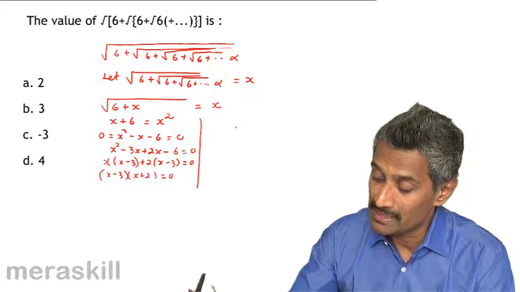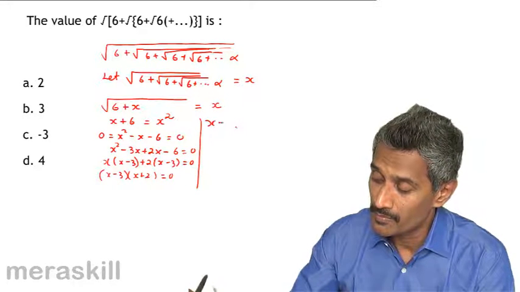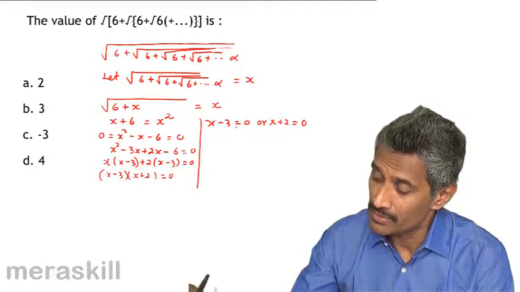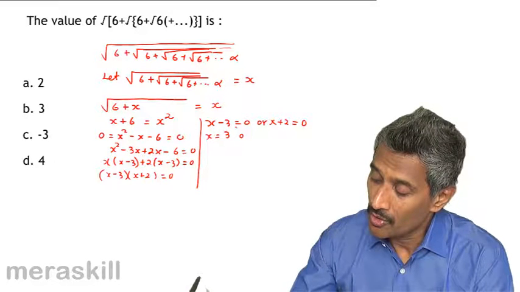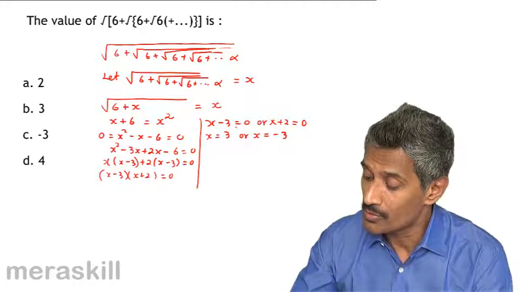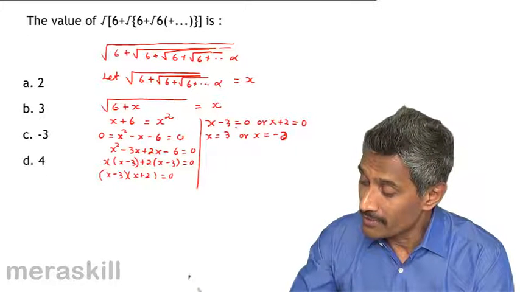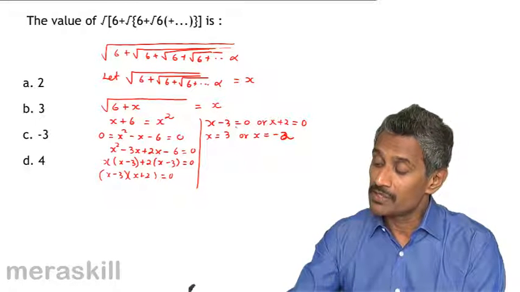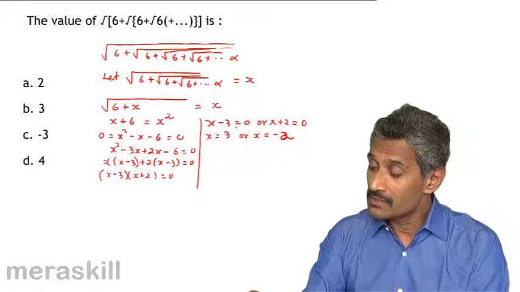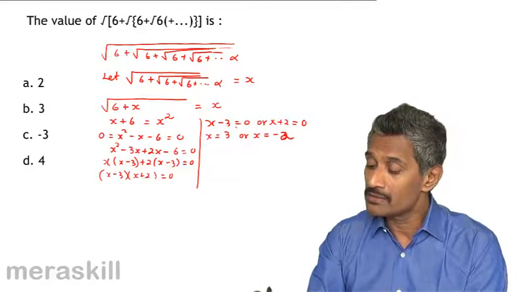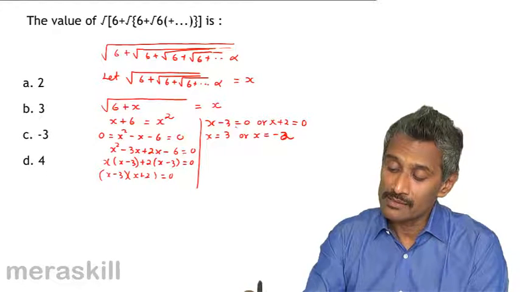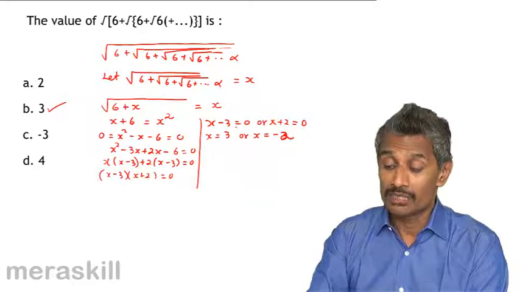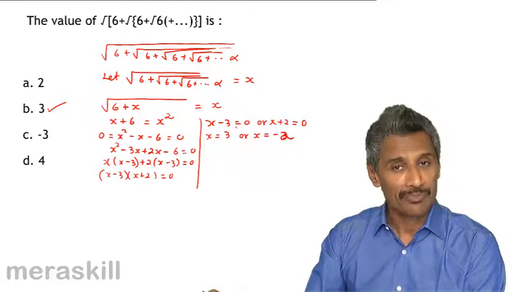So we get x minus 3 is 0, or x plus 2 is 0. So we get x as 3 or x is equal to minus 2. So, sorry, minus 2 we have here. So either the value of this expression is 3 or the value of this expression is minus 2. Now, among these, we have to check which one works. There is no minus 3, there is no 4. So, among these, this is working. At least it is one of these solutions. So the value of this could be 3, but definitely not 2 or minus 3 or minus 4.